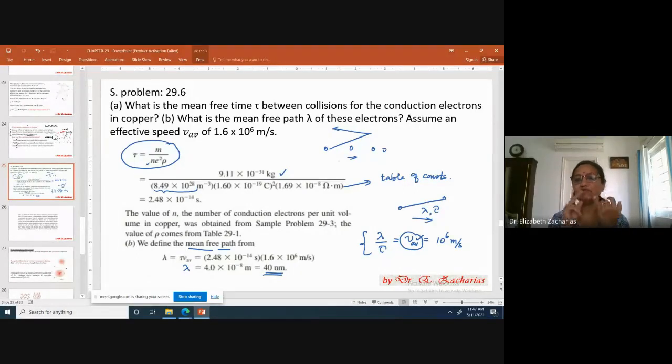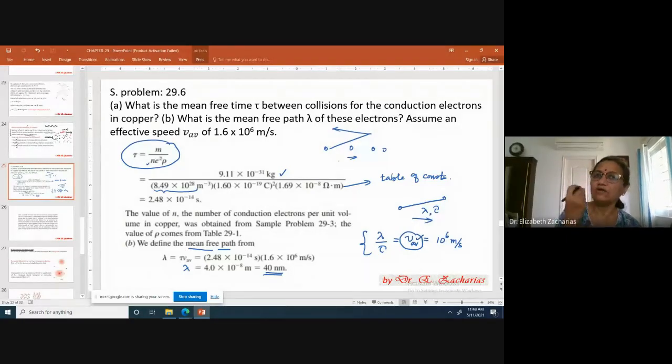numbers. So one of the numbers that I wanted you all to remember is n for a metal. n will be of the order of 10 to the power of 28. Next thing that you should know is typically what is the order of the time between two collisions. It will be around 10 to the power of minus 14 seconds. And how much distance can it travel? It can travel some tens of nanometers. You're not expected to remember every value, but the order of these numbers you should.